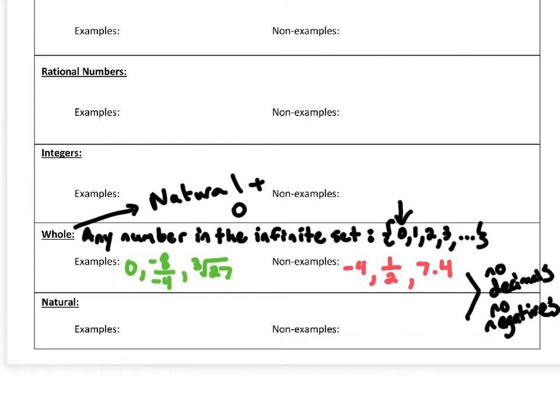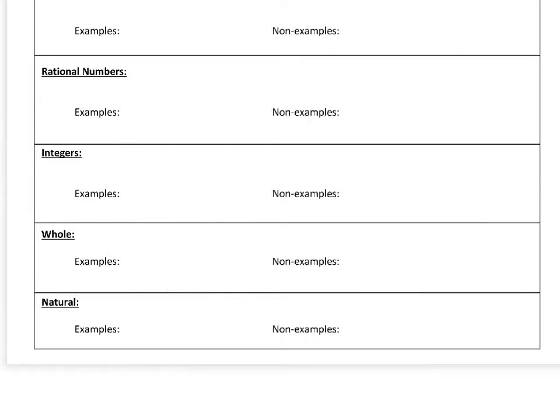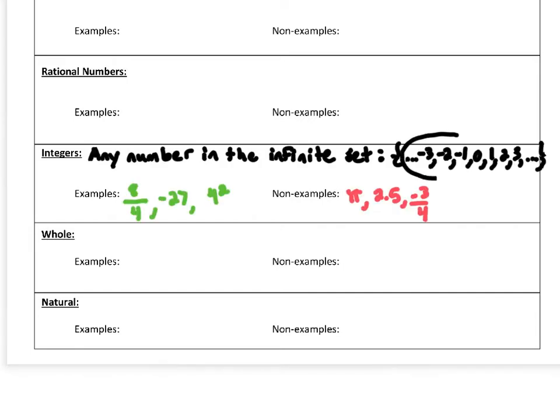Moving on, we will now define integers. Integers are probably the most widely used number set in all of high school mathematics, and they're defined to be any number in the following infinite set. Do you notice what's different about this set compared to the others? Well, it's definitely the fact that integers include negatives as well.